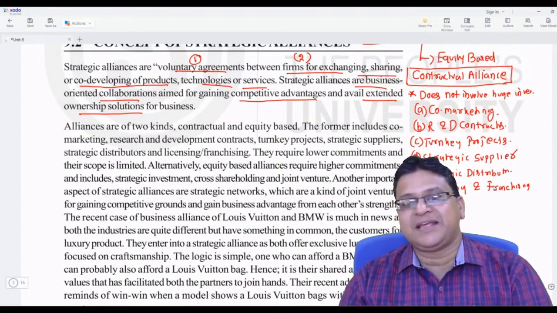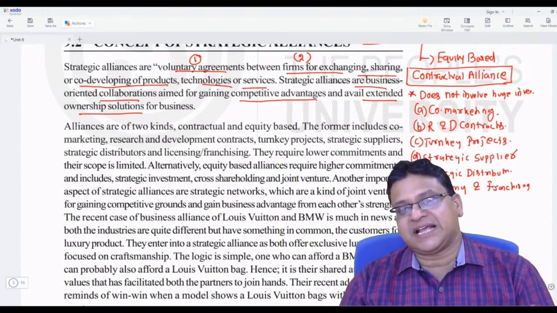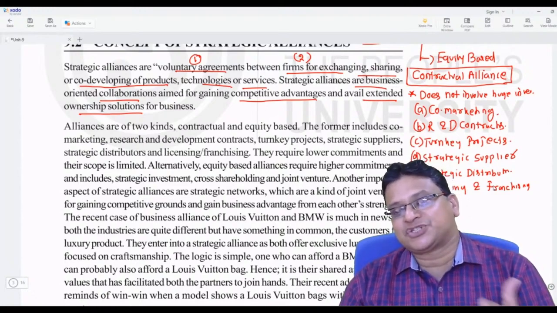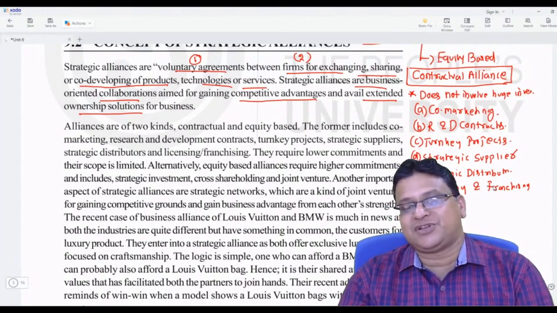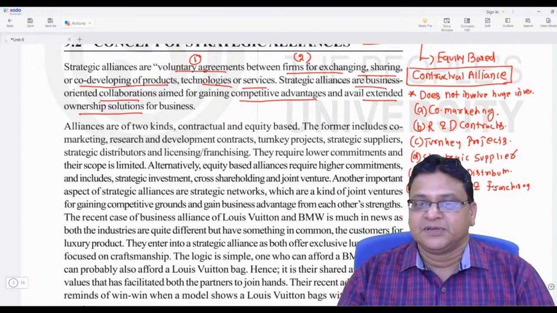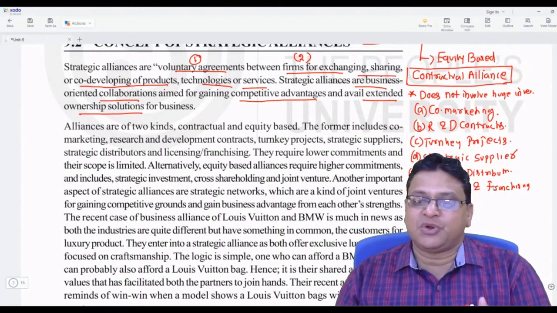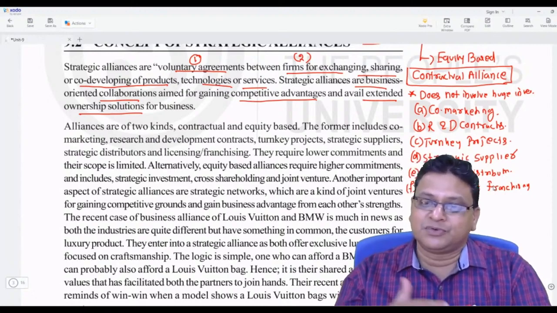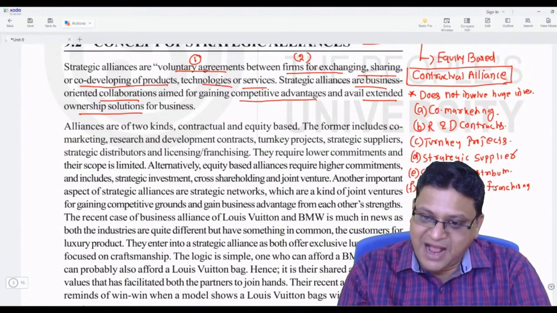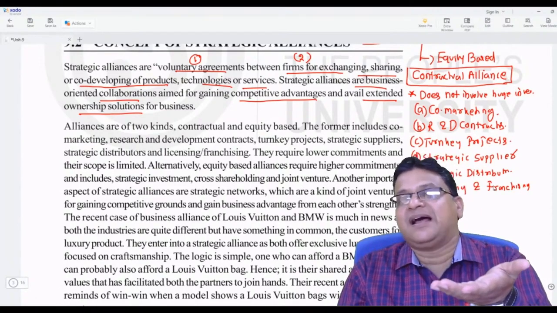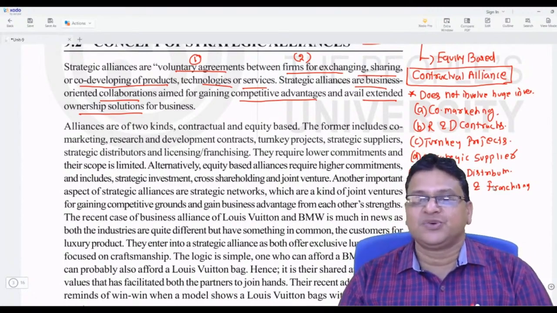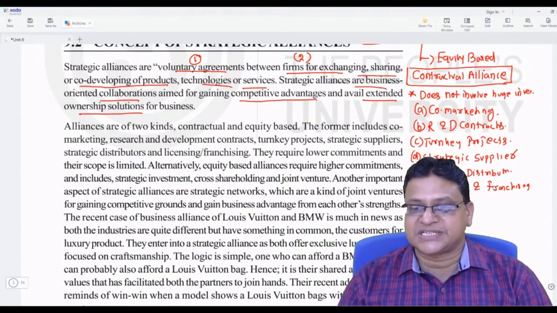Turnkey projects. People take turnkey projects. Let's take an example. Many Chinese companies are taking turnkey projects for preparation of huge statues in India. Turnkey projects means they will do the entire work, from scratch to the trial run. The entire project is taken by a foreign player. That is known as turnkey projects.